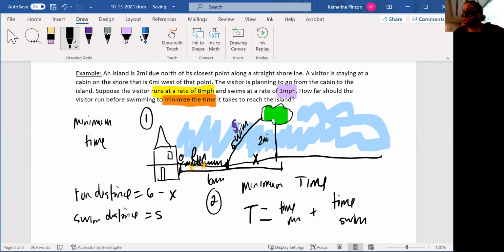So they run a distance of 6 minus X at 8 miles per hour. They swim a distance of S at 3 miles per hour. If you know your distance, and you know your, what is this, 8 miles per hour, what would you call that? Your speed. If you know your distance and you know your speed, can you find out your time? Yeah, how?